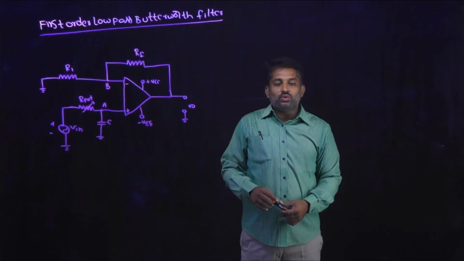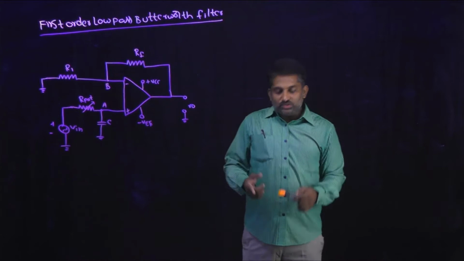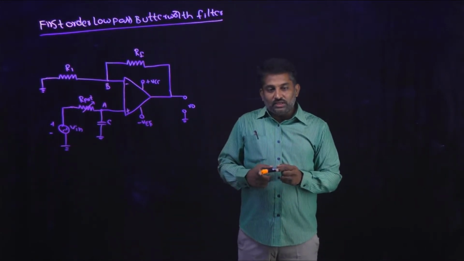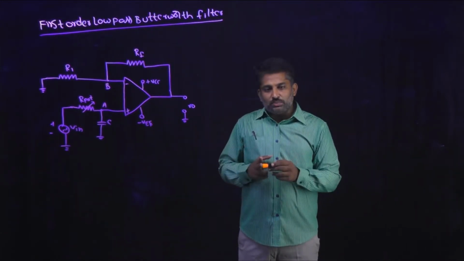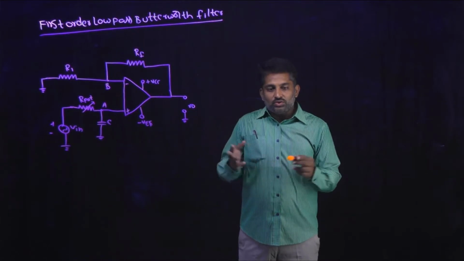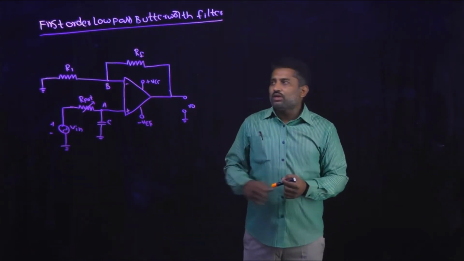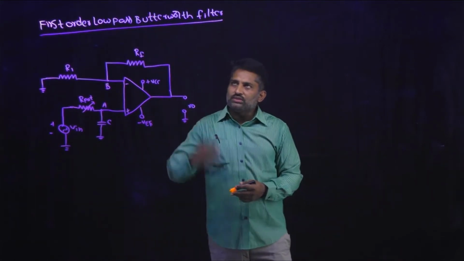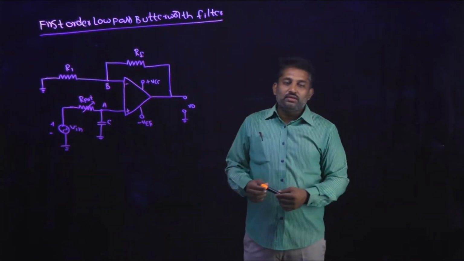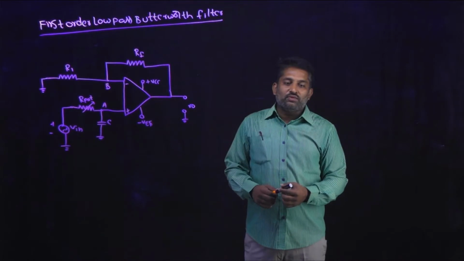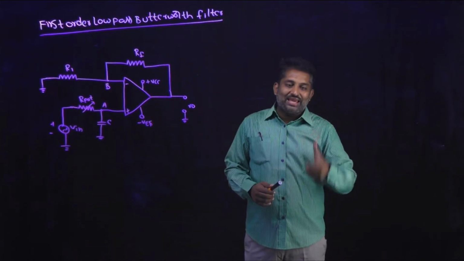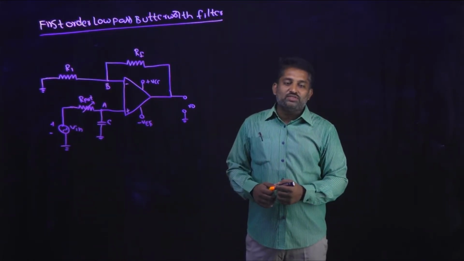Now we are going to analyze the filters by using Butterworth filters, as well as by using Chebyshev filters and Cauer filters. Now first I am going to consider the Butterworth filter. By using the Butterworth filter, first I am going to realize the first order low pass filter.